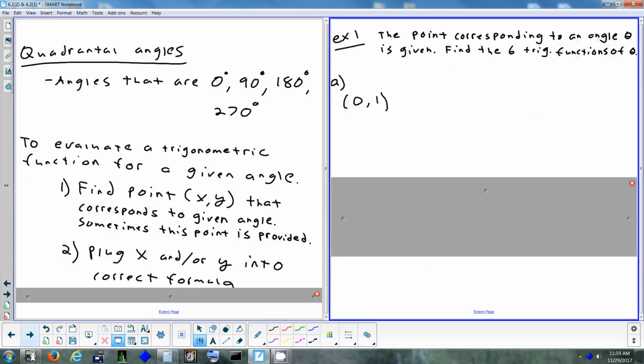Okay, let's look at this one. In example 1a, did they give me the coordinate? Yeah, they gave it to me. That's x, that's y. Which trig function is it asking me for? It's asking me for all 6. Now on a test problem, I wouldn't do all 6 in the same problem.